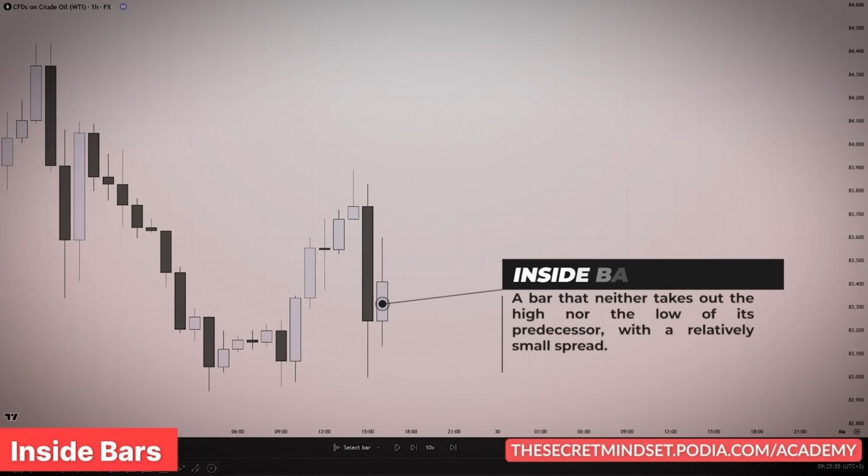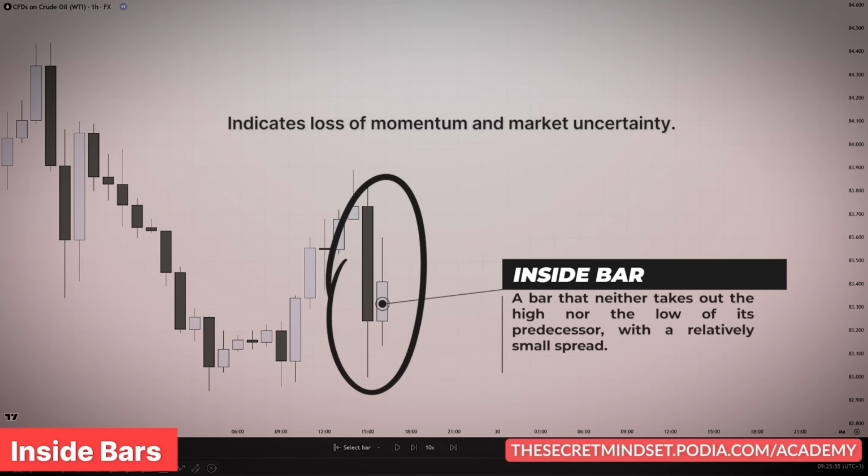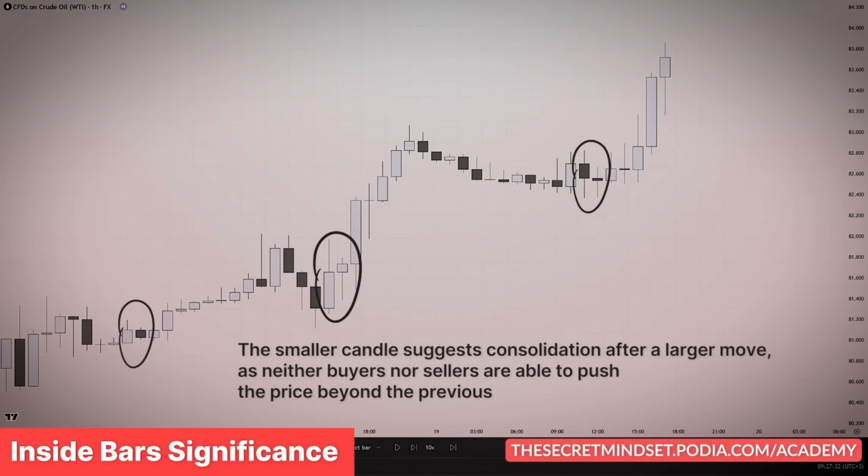An inside bar is characterized by a bar that neither takes out the high nor the low of its predecessor. An inside bar is easily recognizable due to its relatively small spread. The inside bar signifies a loss of momentum and uncertainty in the market. The smaller candle suggests consolidation after a larger move, as neither buyers nor sellers are able to push the price beyond the previous bar's range.